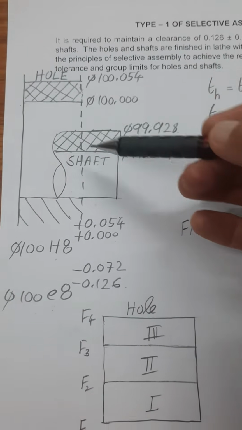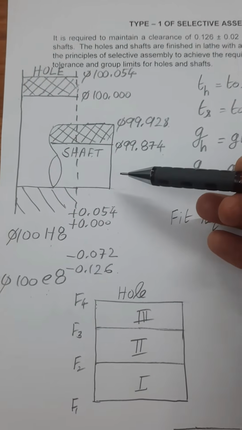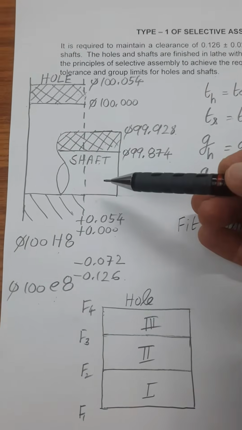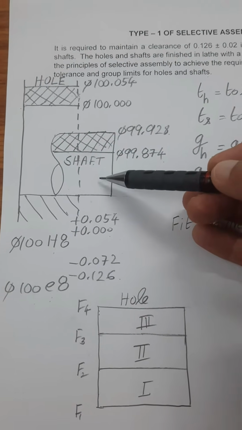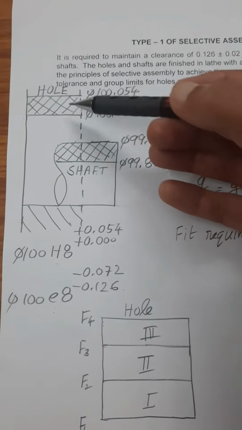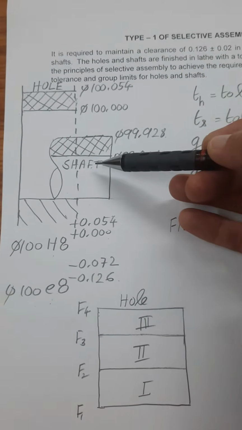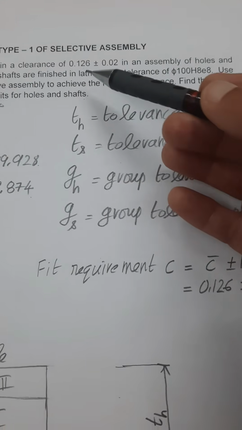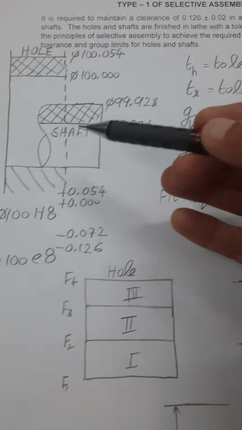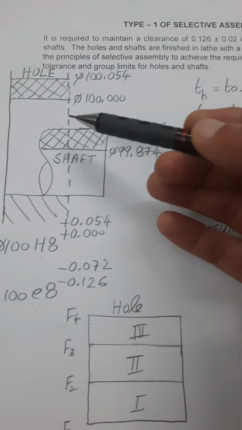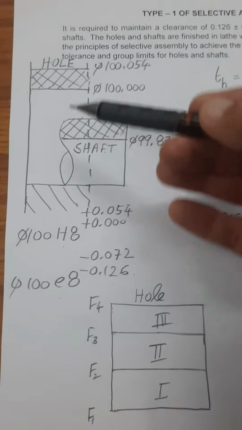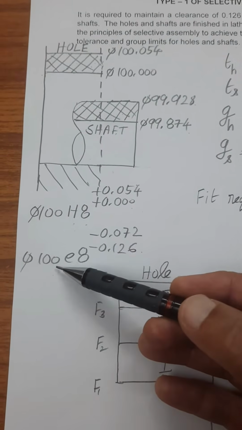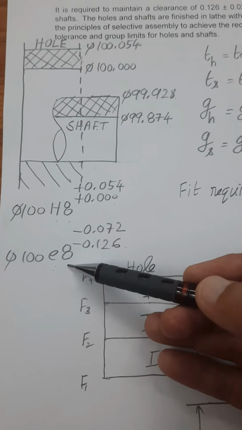If you want to manufacture 1000 assemblies of hole and shaft, you separately manufacture 1000 holes, then you separately manufacture 1000 shafts, then you can assemble each hole with each shaft to get the required clearance of 0.126 plus or minus 0.2. Here the holes are manufactured to 100 H8 tolerance. The shafts are manufactured to 100 E8 tolerance.